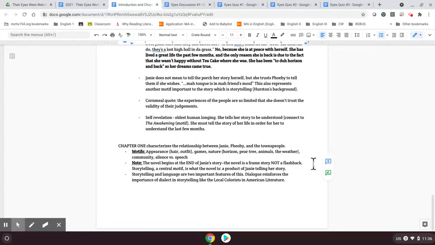And then I have a note here. The novel begins at the end of Janie's story, but it is a frame story, not a flashback. Storytelling in and of itself is another motif. Because a lot of these different indigenous groups that Zora Neale Hurston studied when she was doing her anthropologist thing, a lot of the things that she learned came about through storytelling. So that in and of itself, the fact that Janie is telling her story and we have her perspective and point of view, is very important to our overall understanding of this book.